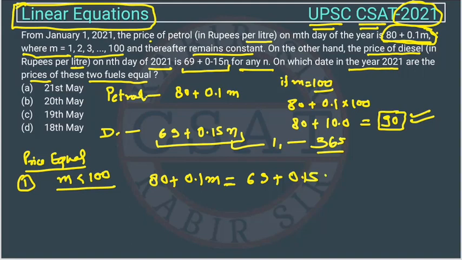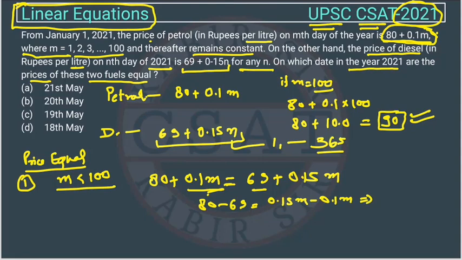So this n we can replace with m, right? Now we will solve this equation. This will become 0, this will go to the right-hand side, and 69 will come to this side. So this equation will become 80 minus 69 is equal to 0.15m minus 0.1m, right?